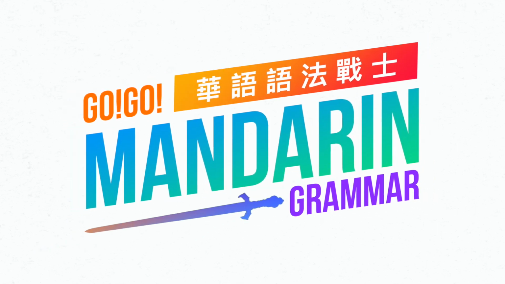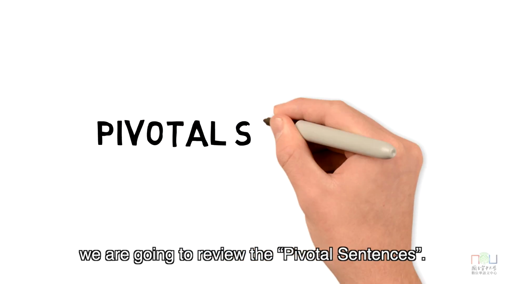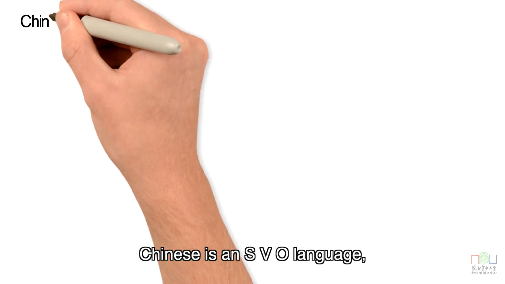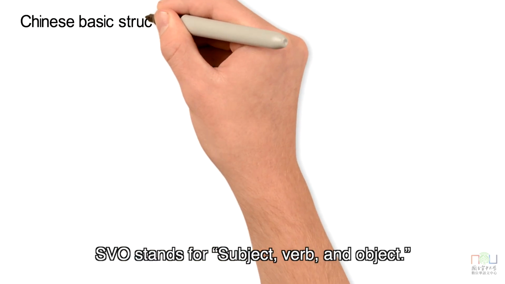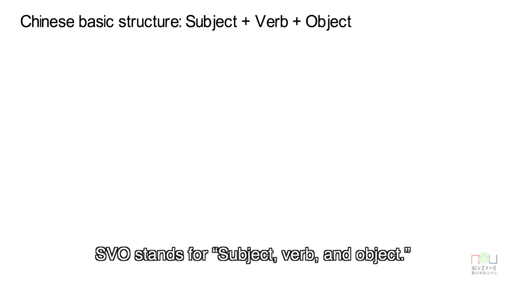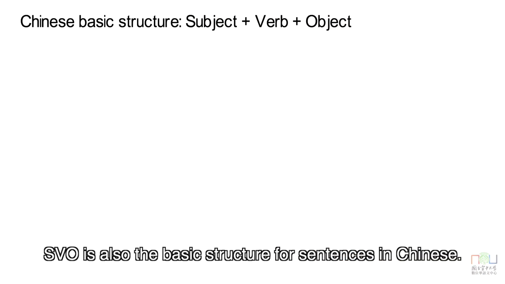华语语法战士。 In this lesson, we are going to review pivotal sentences. Chinese is an SVO language. SVO stands for subject, verb, and object. SVO is also the basic structure for sentences in Chinese.